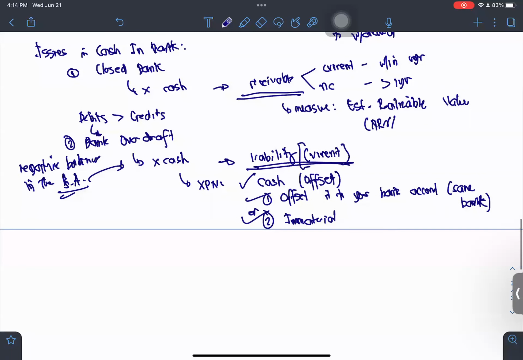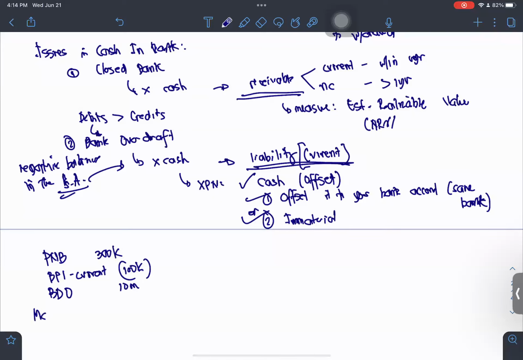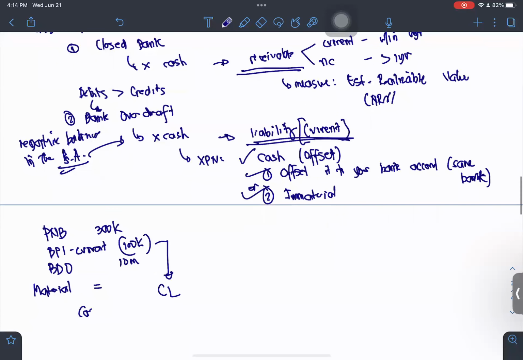Let's have an example on your bank overdraft. Let's assume you have here PNB 300,000. And then we have here your BPI current negative 100,000. And then you have here BDO 10 million. Assuming the overdraft is material, how do you present this one? How do you present the BPI current? It will be part of your current liability. Therefore, what is the amount of your cash?